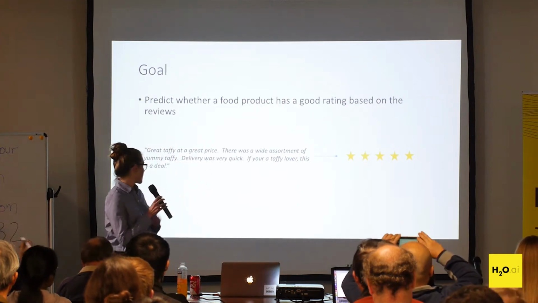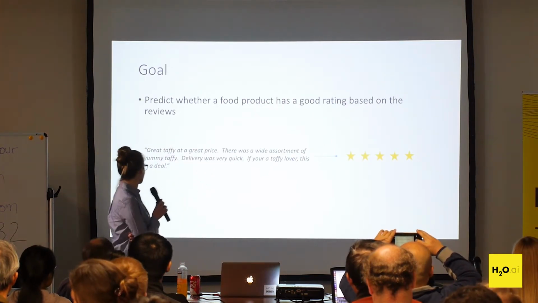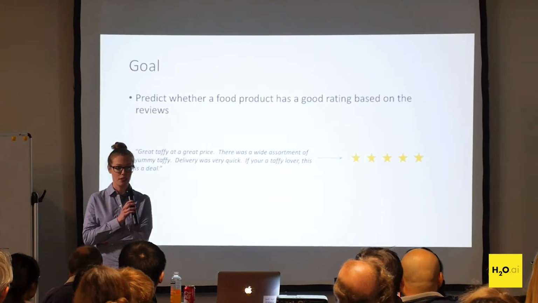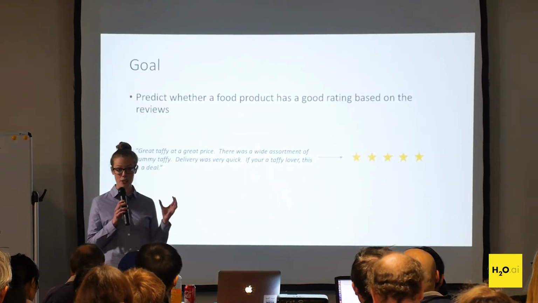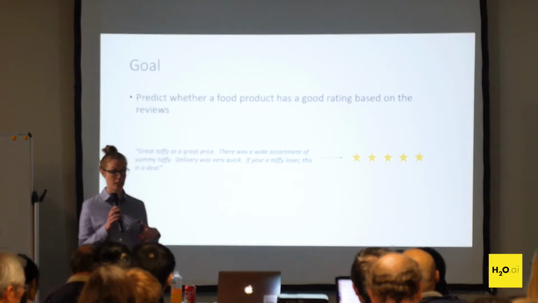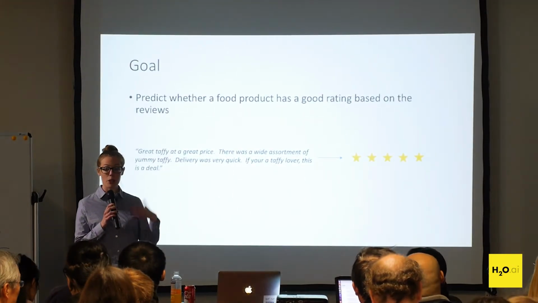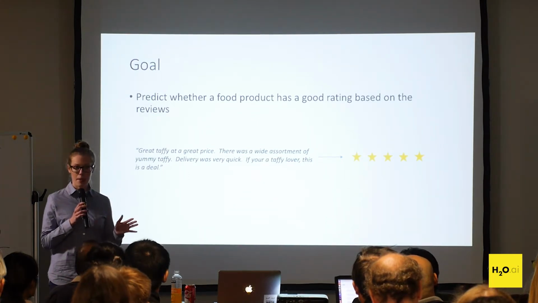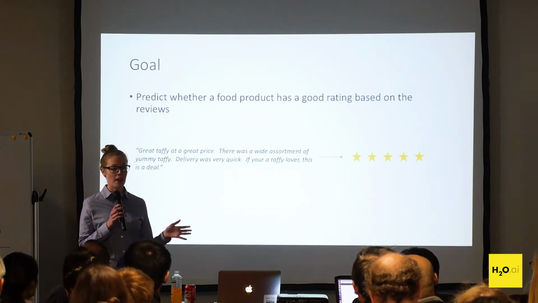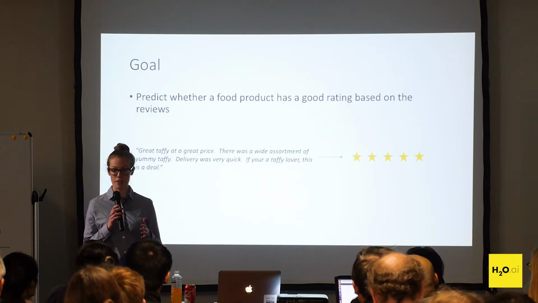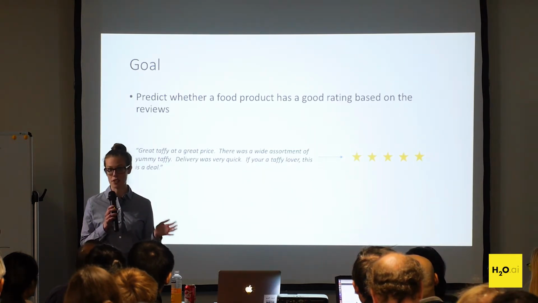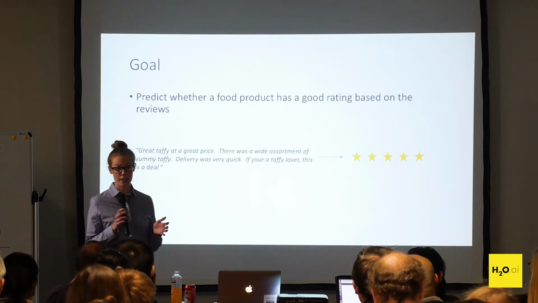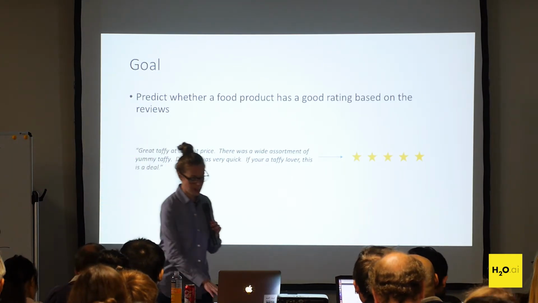So I want to be able to predict whether a food product has a good rating based on the review. So can I just take that review text and figure out if it was a positive or negative review? We don't have the positive or negative, we just have 1 to 5 stars. So today I'm going to say any product with a rating of 4 or above is good, anything less is bad. So it's just a simple problem. Can we just figure out, just from the text alone, whether or not this product was rated highly?